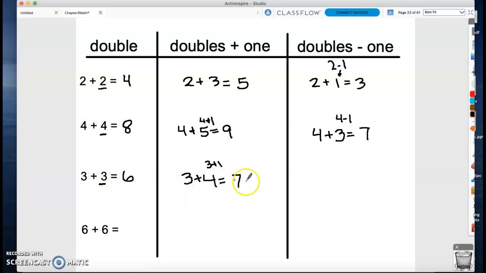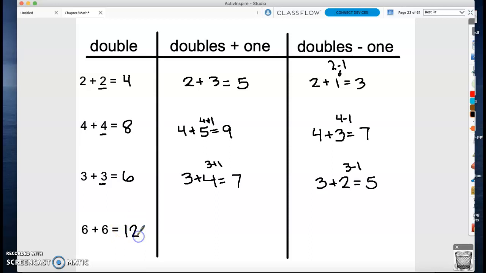Good job. Now we're going to do a doubles minus 1. So we keep our same add-in, 3, plus we're going to do our add-in minus. So our other add-in was 3 minus 1. What is 3 minus 1? 2. Awesome. If 3 plus 3 equals 6, then 3 plus 2 equals 5. Good job. Last one. 6 plus 6 equals 12.